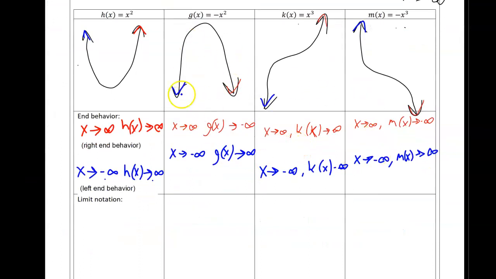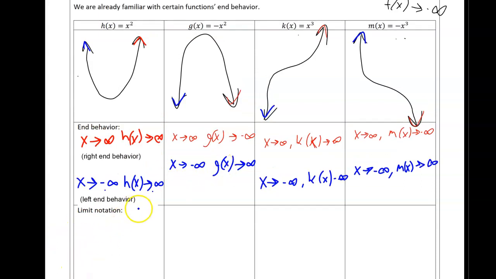Okay, so there's the end behavior of my four graphs. So hopefully we're noticing a pattern here. Before we move on and investigate that pattern a little bit, I just want to note that we have a different notation for talking about these.